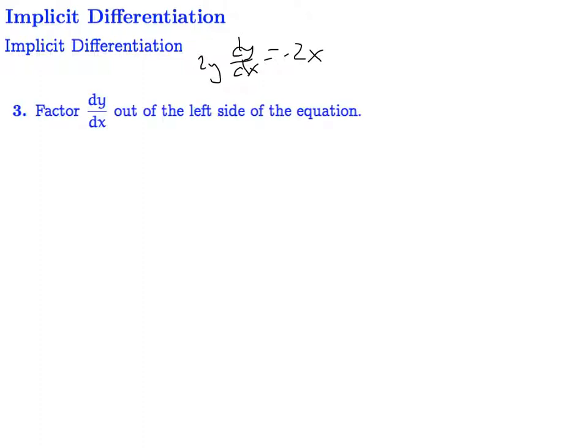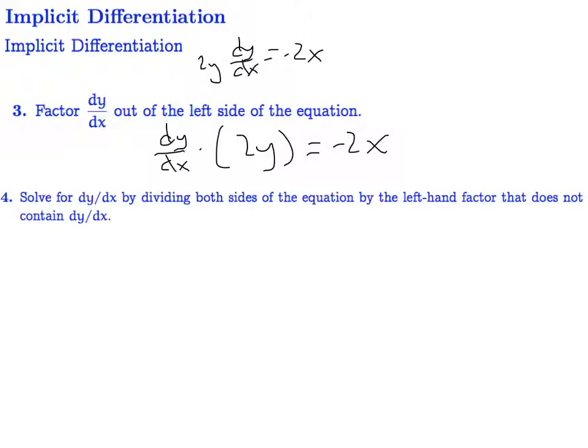So the next step in this process is to factor dy dx out of the left-hand side of the equation. So in this case, if we factor that dy dx out, we're just left with a 2y as the other factor. And finally, we solve for dy dx by dividing both sides of the equation by the left-hand factor, that is 2y, that does not contain dy dx. So basically, we've solved for our derivative is equal to negative 2x over 2y, which simplifies down to negative x over y. And so you can say, well, why did we do this?